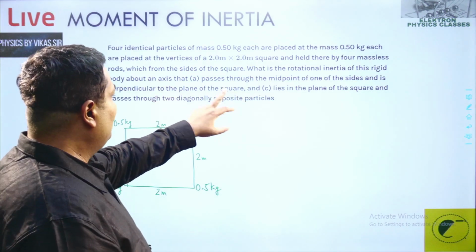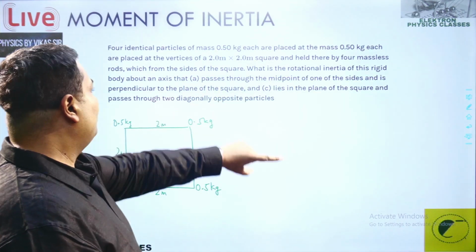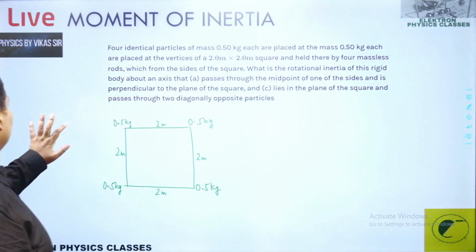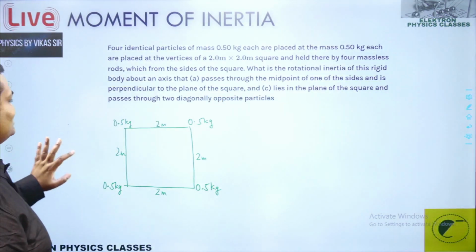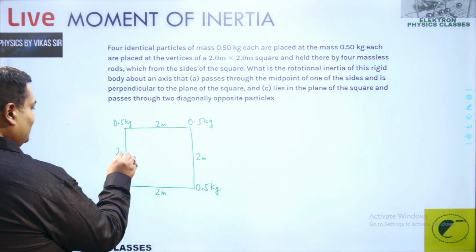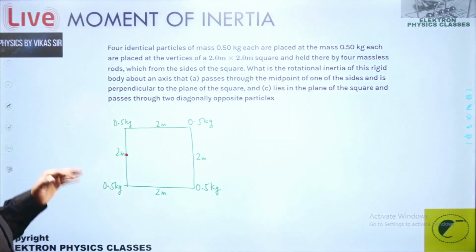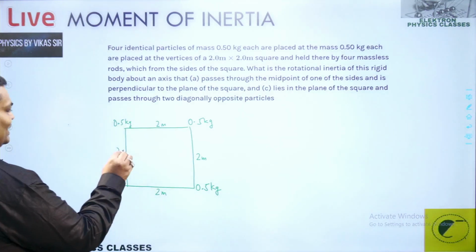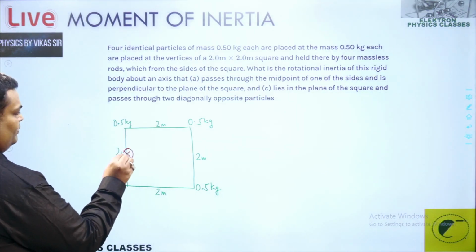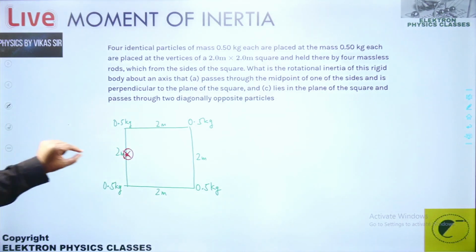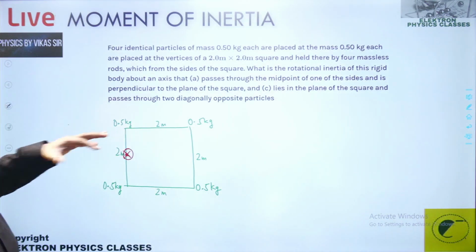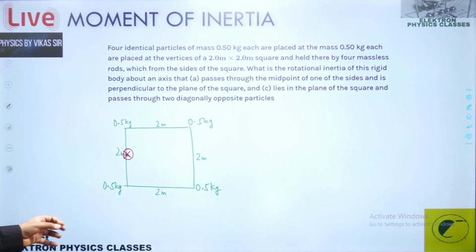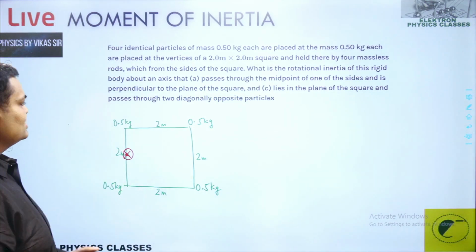Then what is the MOI about an axis passing through the midpoint of one of the sides, and perpendicular to the plane? So let's say this point. I can create a cross axis over here. It's passing through the midpoint and perpendicular to the plane. Simple, simple. Now let's calculate the distances and solve it.